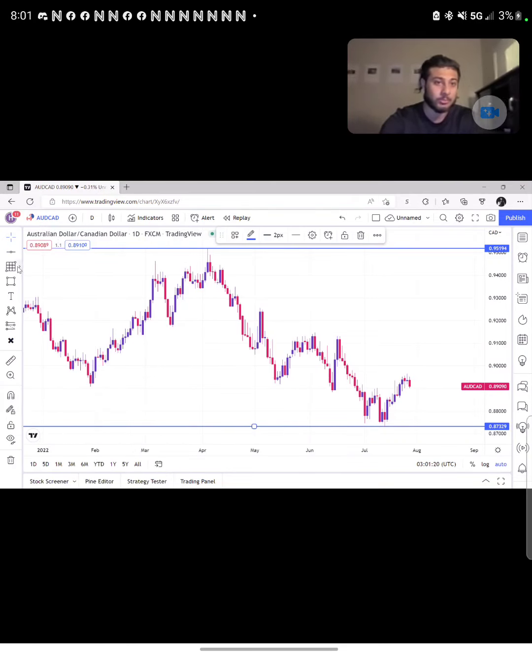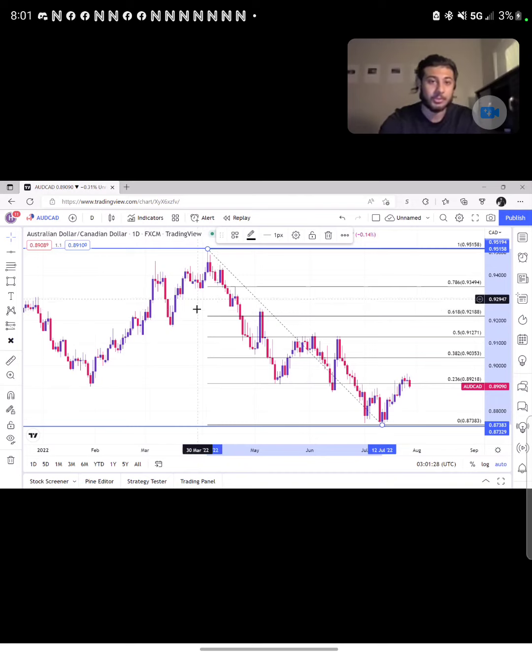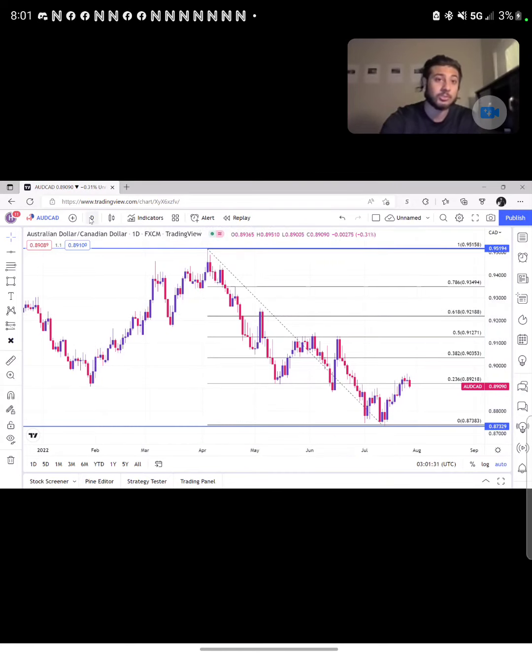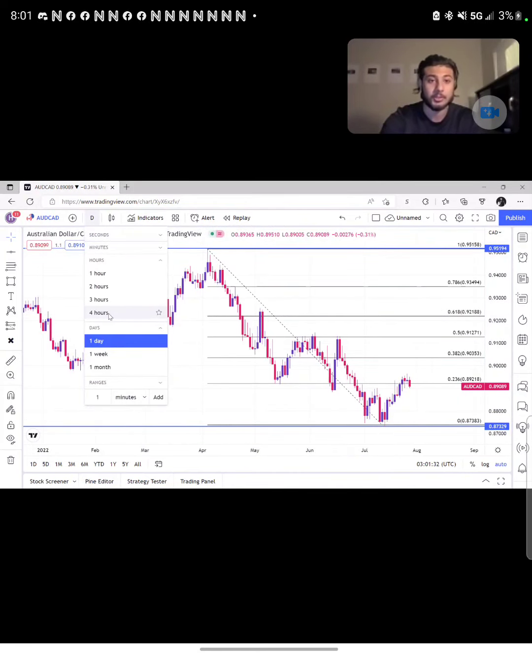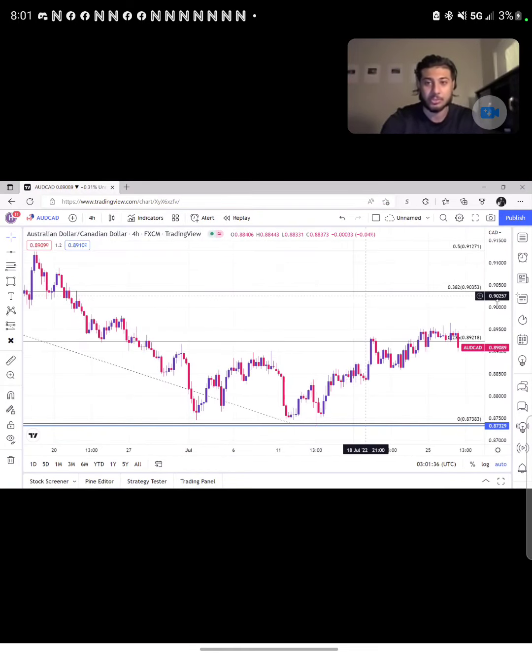Now what I'm going to do is draw a fib, from wick to wick, from the top to the bottom. Now I have everything, right? So now I'm going to cut down to a shorter time frame. I'm going to go on the 4 hour. Now on the 4 hour, what are we looking for? Supply and demand zones, correct?